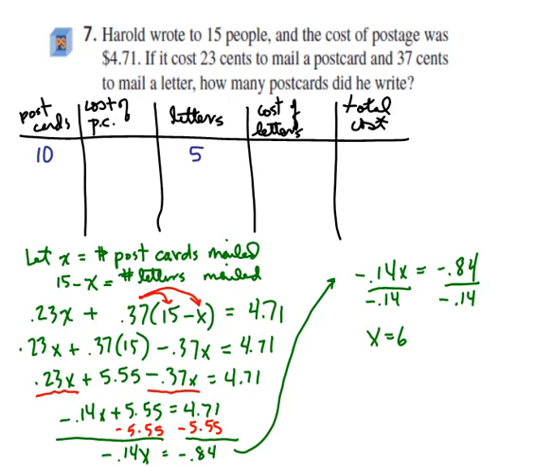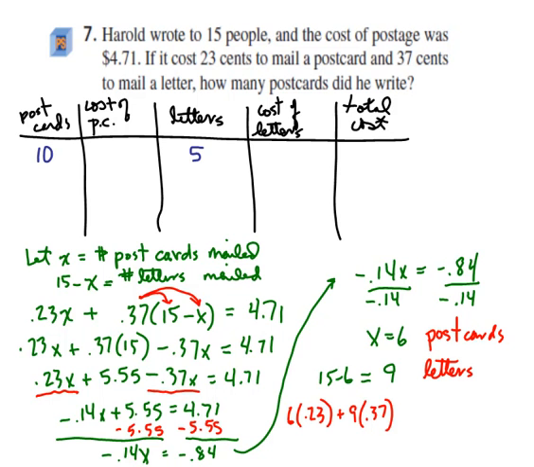So remember what that is. That's the number of postcards. And then 15 minus 6, which is equal to 9, would be the number of letters that were mailed, for a total of 15. And if we multiplied 6 times 0.23 plus 9 times 0.37, we would get 4.71, confirming the answer. So there were 6 postcards mailed.